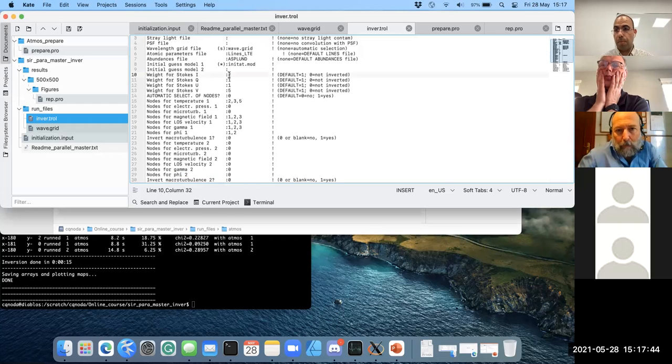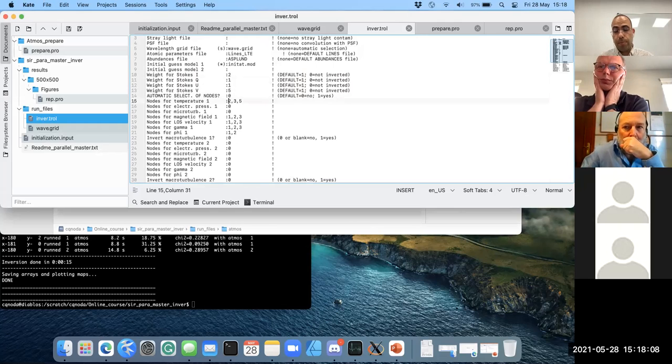I just put some weights as reference. Usually this is a quiet Sun map, so the Stokes Q and U signals are not going to be too large. So I just gave more weight to Stokes V because there are some network patches, and also to Stokes I. But this always depends on your observation.